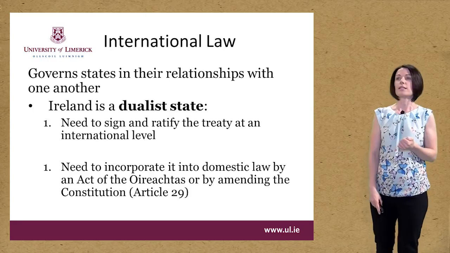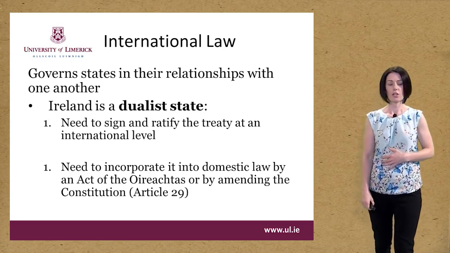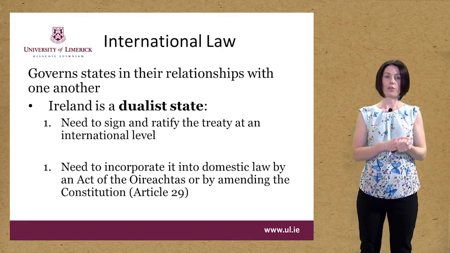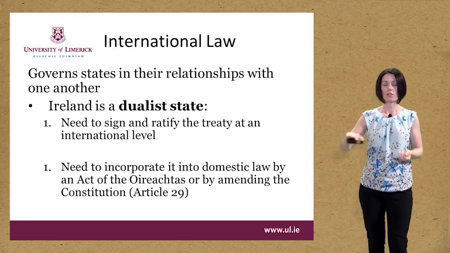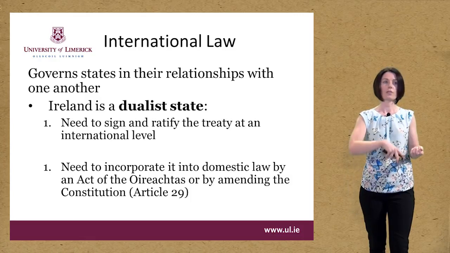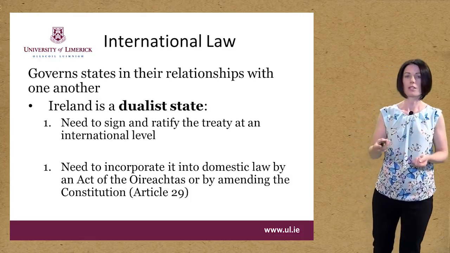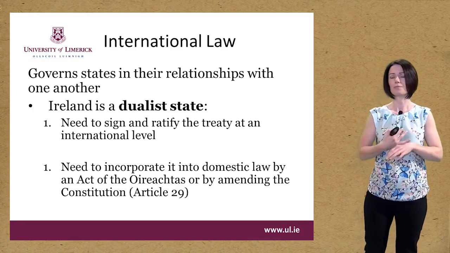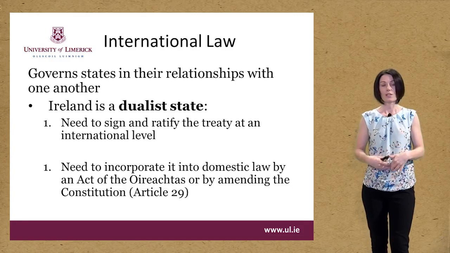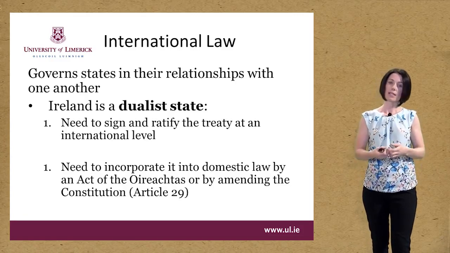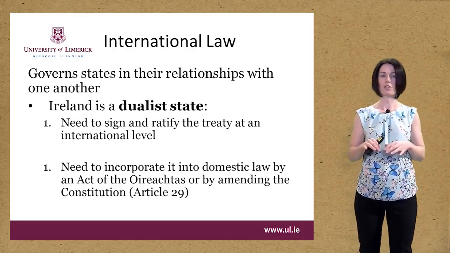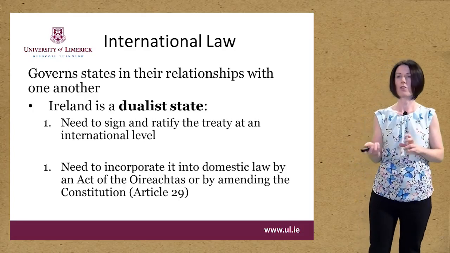So another source of law is international law, and international law governs states in their relationship with one another. So international law at a general level applies to the relationships between one state and another, so for example Ireland with the United Kingdom, or with France and Germany. Whereas national law is the relationship between the state and individuals within the state, and between individuals and individuals. And I'll talk a little bit more about the divisions or classifications in public and private law in a few minutes.